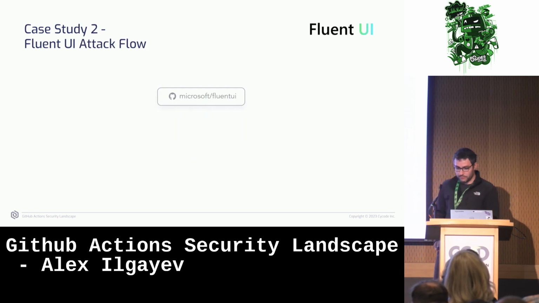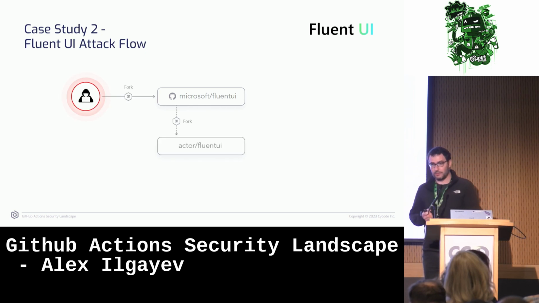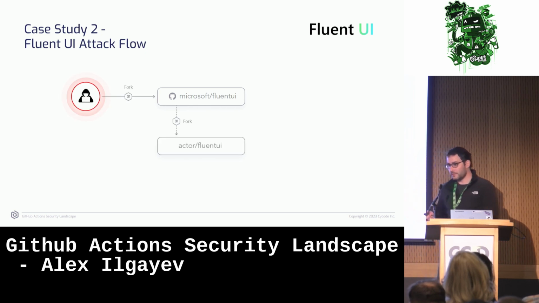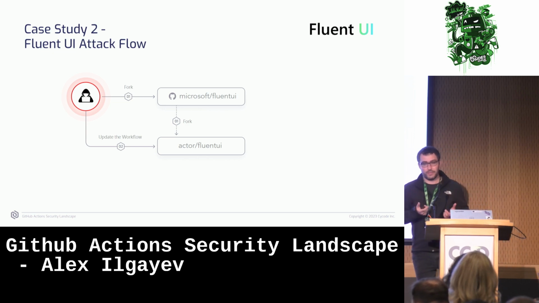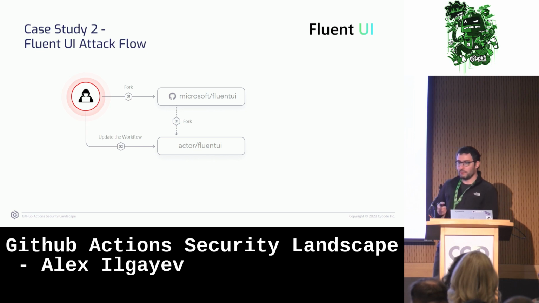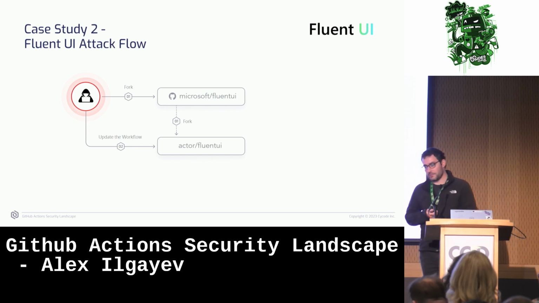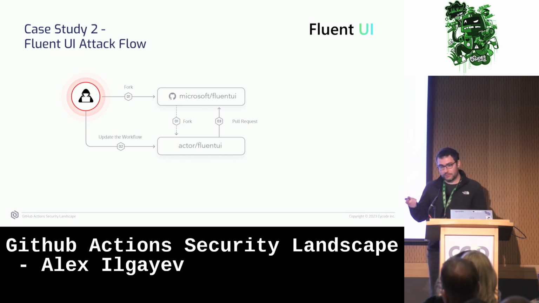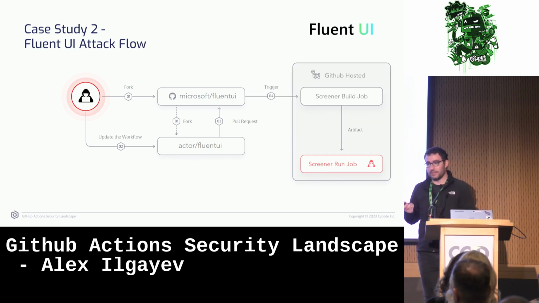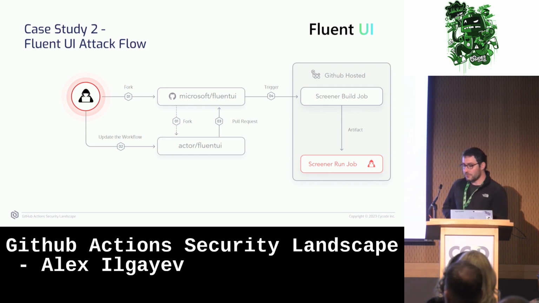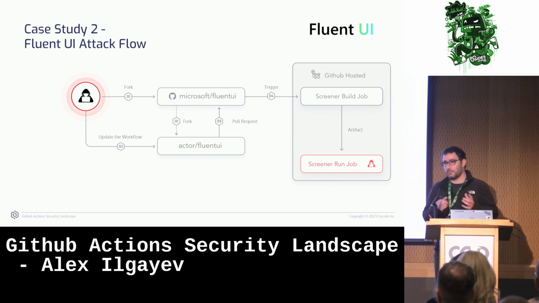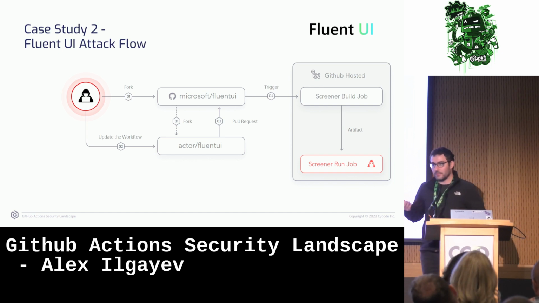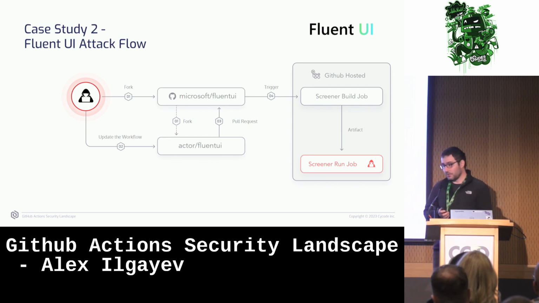So let's see how the flow looks. As an attacker, I will fork the repository just as previously. I will update the screener build job to create my desired artifact that I want to poison. I will put there my package.json with all the scripts I want to execute. I will just create this pull request and this will trigger the workflow automatically without any intervention. This job will build my malicious artifact, it will be passed forward to the second run, and I will be able to hijack the build.